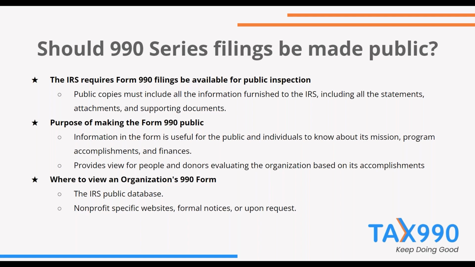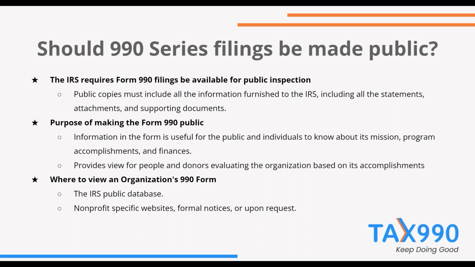The IRS requires every exempt organization to make its Form 990 filing available for public inspection and copying. The annual return copy of Form 990 must include all the information furnished to the IRS, including all the statements, attachments, and supporting documents. The information in the form is used for the public and any individual who researches an organization to know about its mission, program accomplishments, and finances.